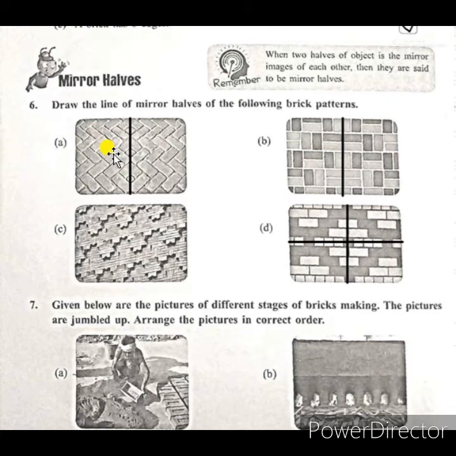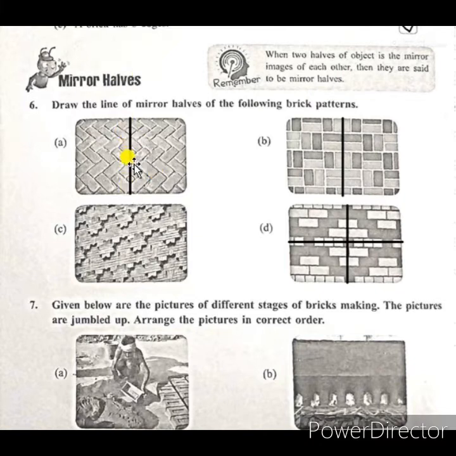See, first one I have drawn the mirror half. If we draw a vertical line from the middle part, we will get a mirror half. You observe both the sides of this figure. If you draw this line, we will get the same pattern on both sides. The left side portion and the right side portion, both are looking the same way. There is no difference in that figure. So what is the line of mirror halves? First is a vertical line.